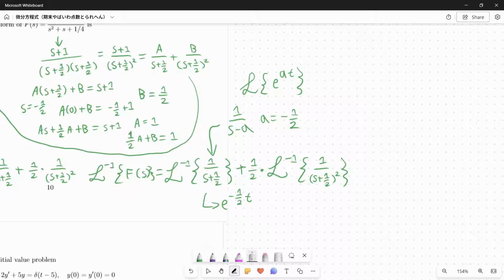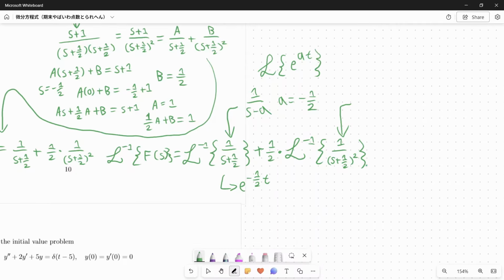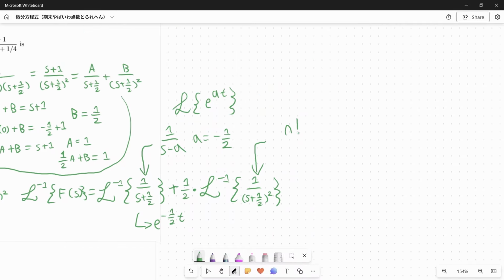And then now we can focus on this term over here. If we refer back to our table of Laplace transforms, we can see that this term is reminiscent of something that takes the form of n factorial over s minus a to the n plus 1. And so from here, we can see that this n plus 1 is going to match up with this 2. And so we can say that n plus 1 is equal to 2, which means that n is equal to 1.